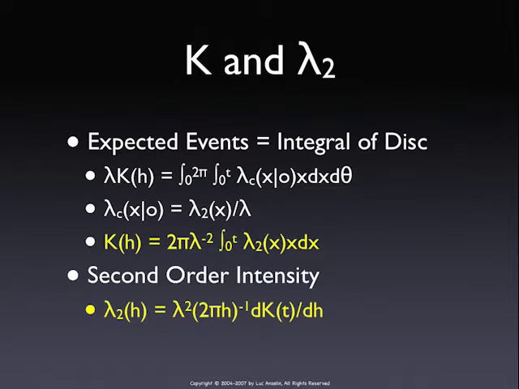So the K function is related to an integral, a summation of the second order moment. The second order moment is related to a derivative, the change in the K function. So summation is adding up, derivative is change in the K function by distance. So how does my K function change as I increase the distance? Since we can estimate the K function, we can figure out how it changes as h changes, and so we can estimate the second order moment.